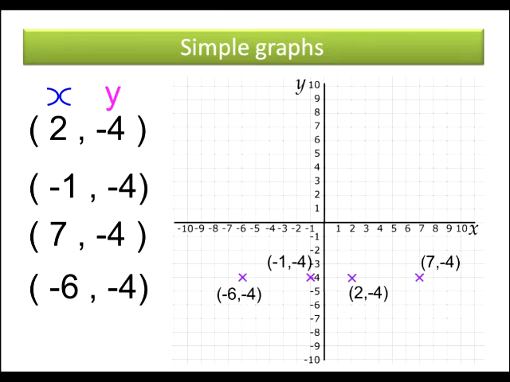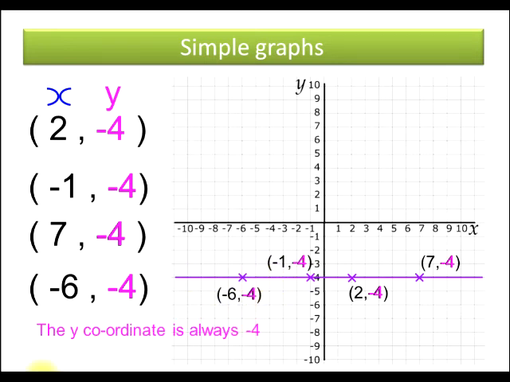Now if you've done that, you should see that they're in a straight line, but this time it's going across in a horizontal direction. And the -4 in the y is always the same. The last part, -4, is there in every single coordinate, even this one or this one. All of these coordinates would have -4.